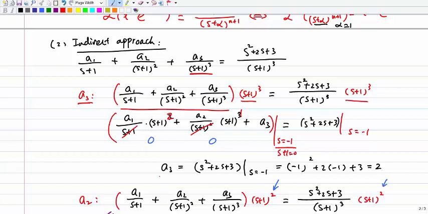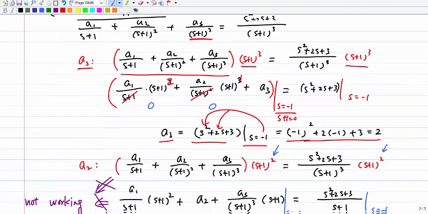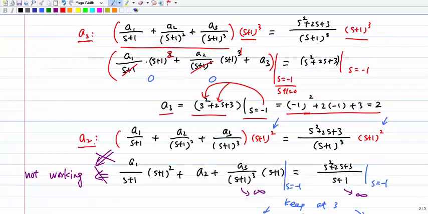So you only have a3 on the left-hand side, which means I only have to evaluate the right-hand side by letting s be negative 1. So I let s equal to negative 1, so I get negative 1 squared plus 2 times negative 1. I just plug this value into each component of s. So I get a3 is 2. Alright, once I get this one, I'm going to go in reverse order.